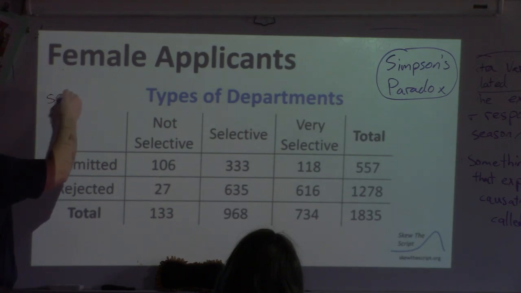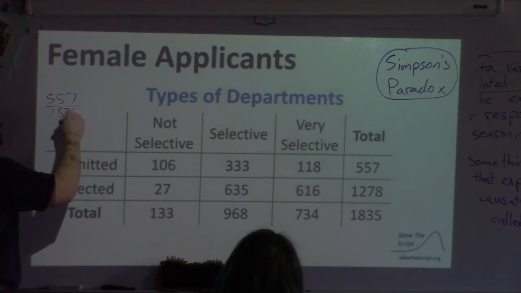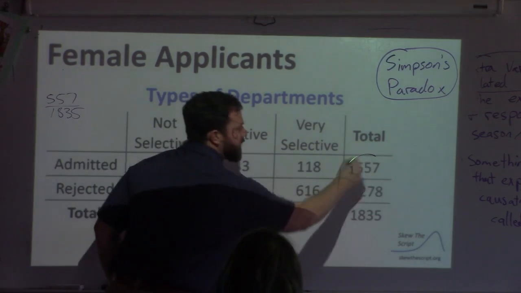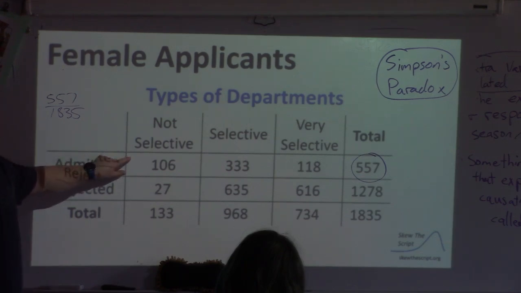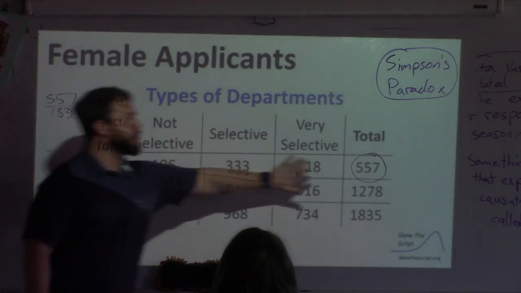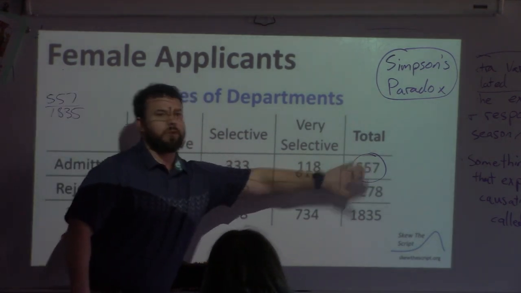557 over 1835. So we looked at what here? That is the total admittance. Total, yes, but there's an M word that I'm looking for here. Marginal. I'm looking at the margins, right? So this is what type of relative frequency? Marginal relative frequency. All I looked at was admitted. If it's in the margins, it's marginal relative frequency.